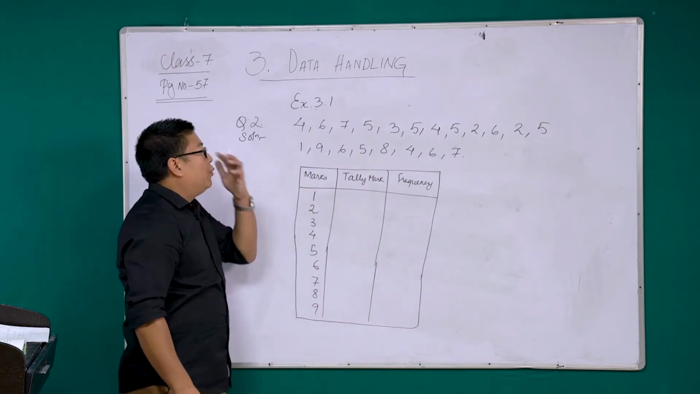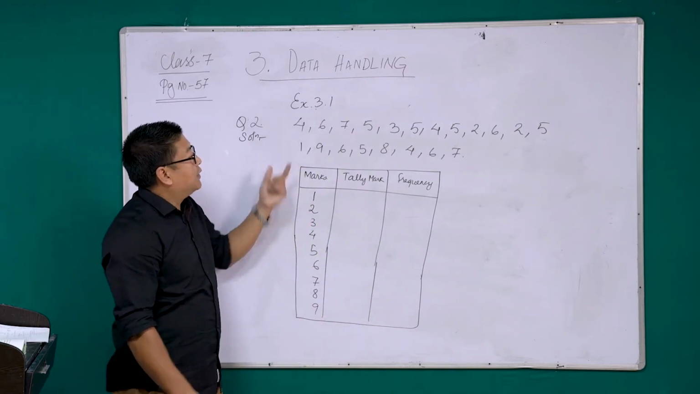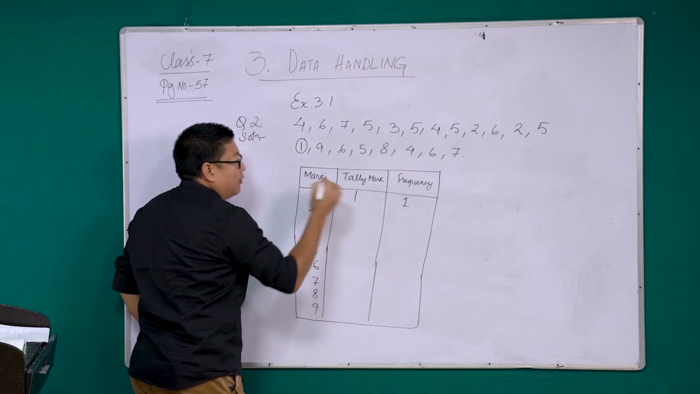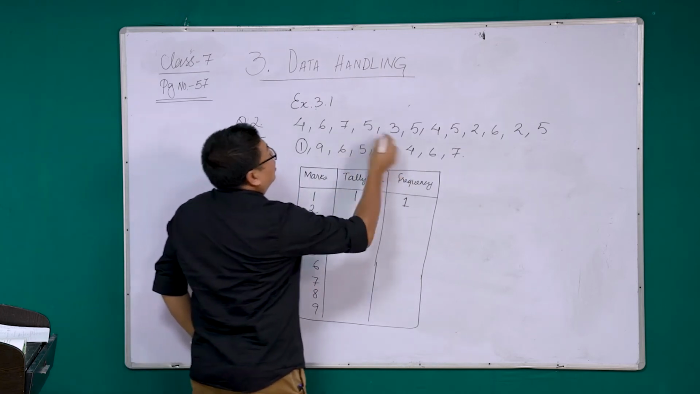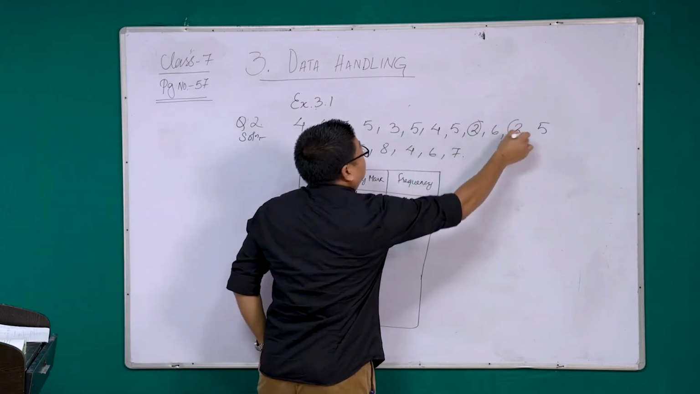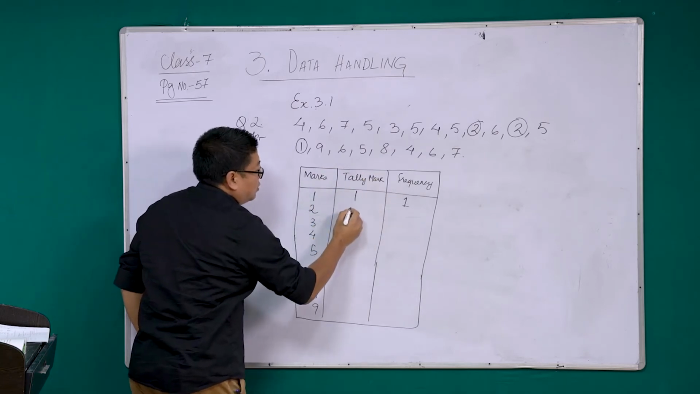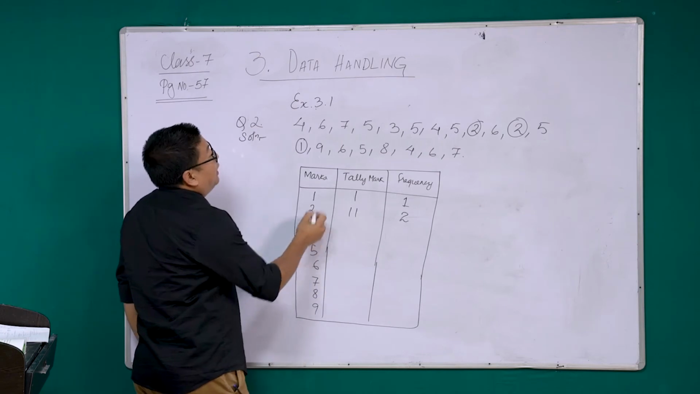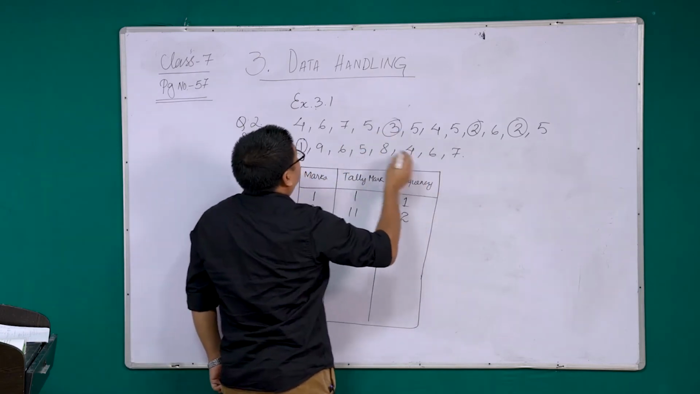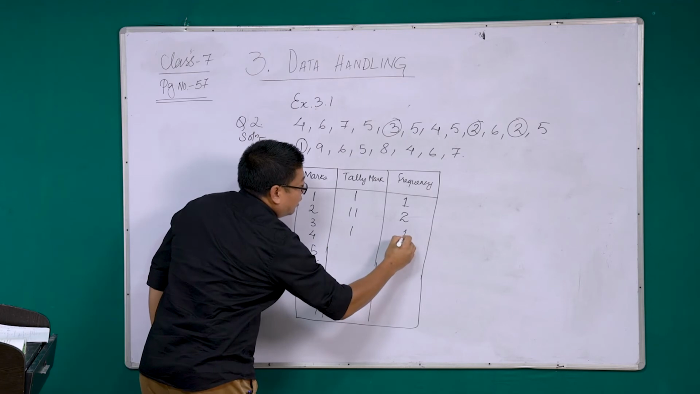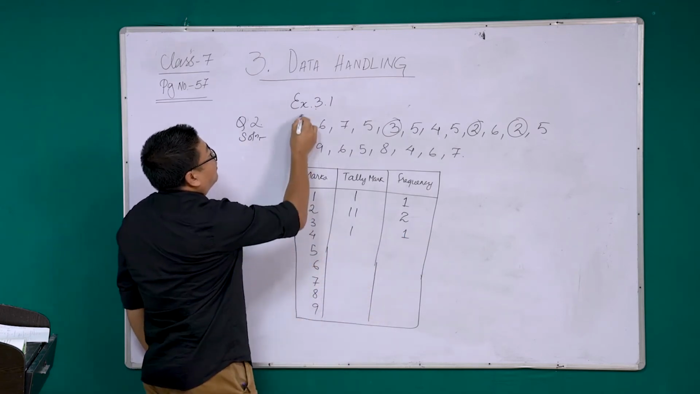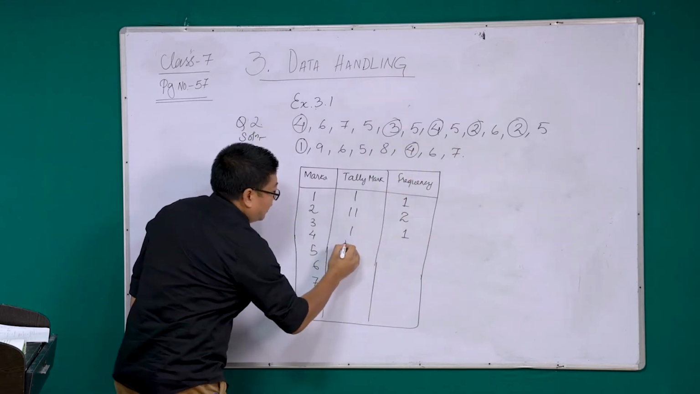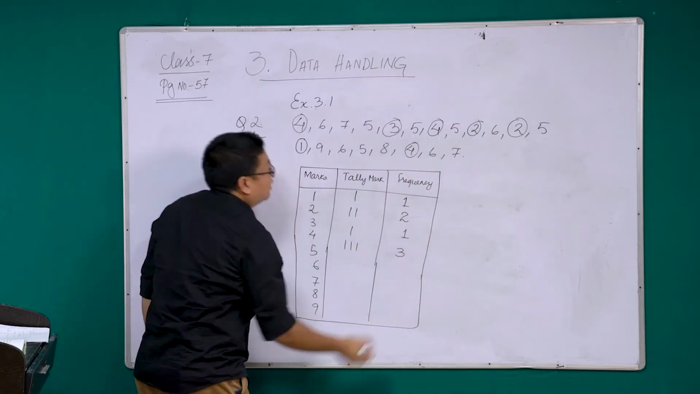All right. Now we will search for ones first. 1, we have only 1. So it will be 1, tally, only 1. Now 2. We have 2 twos. That means in tally we'll put two marks and 2 in frequency. 3, we have only 1. So here it will be 1. 4, we have 1, 2, and 3. So we will mark it as 1, 2, 3 and write 3 here.